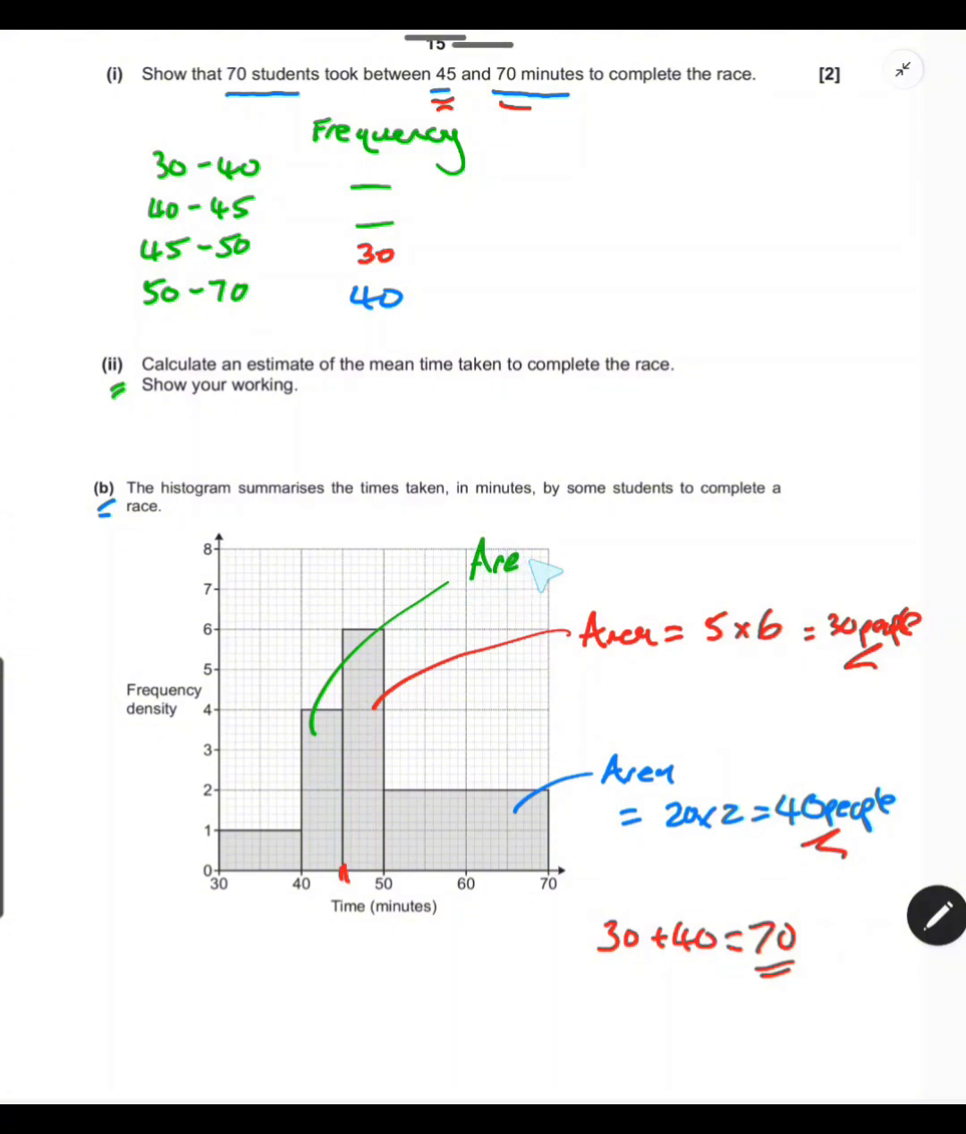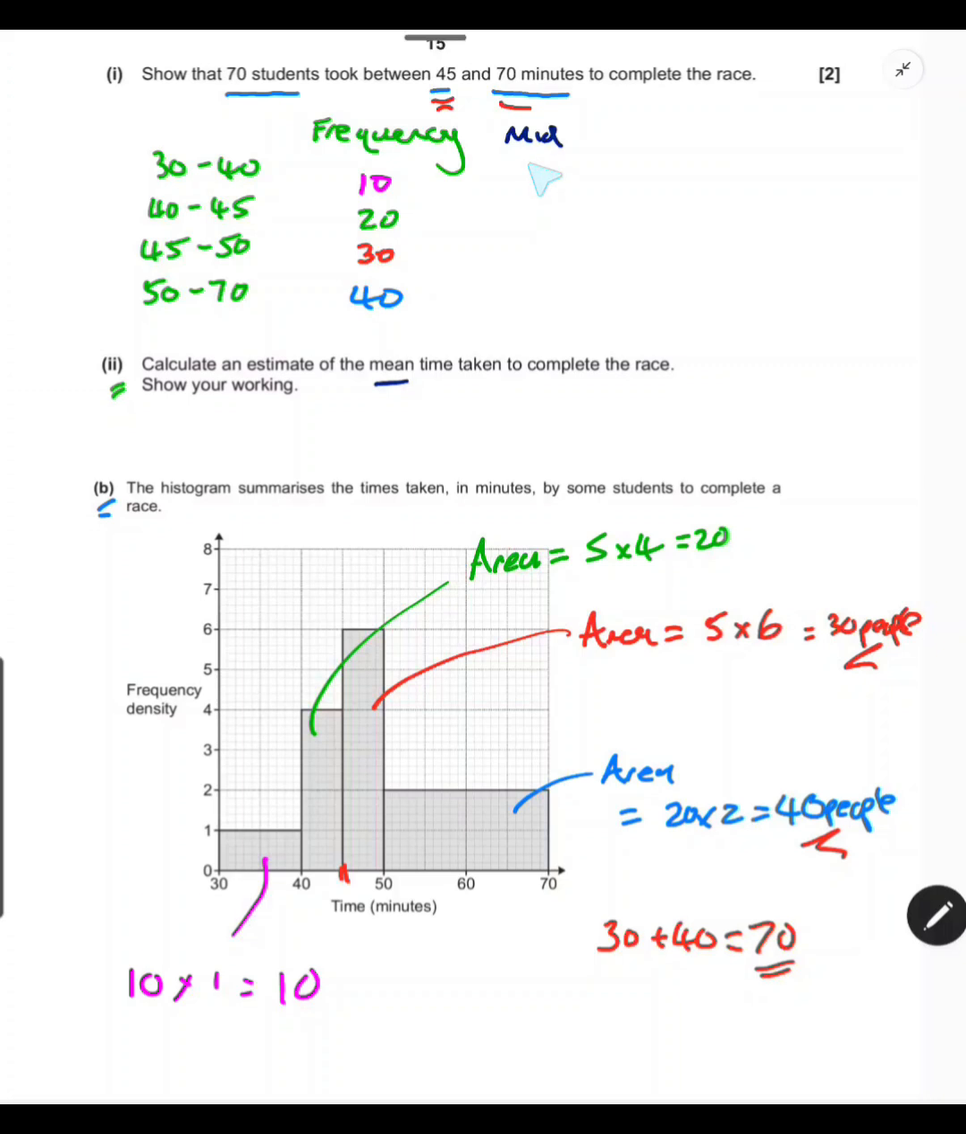All I need is these two frequencies, which are going to come from these two bars. So area here is going to be 5 wide multiplied by 4. 5 times 4 is 20. And that first bar, well, that's 10 wide multiplied by 1 high. That's just 10 people. Now I've got my class intervals and my frequencies. This is just mean from a grouped frequency table. So what I need is the midpoint of these class intervals.